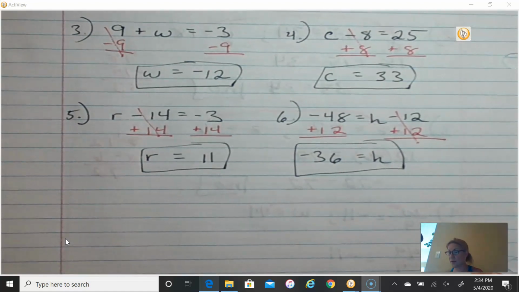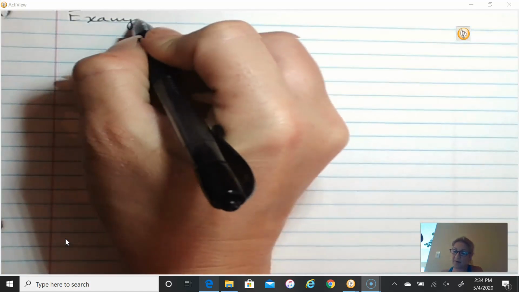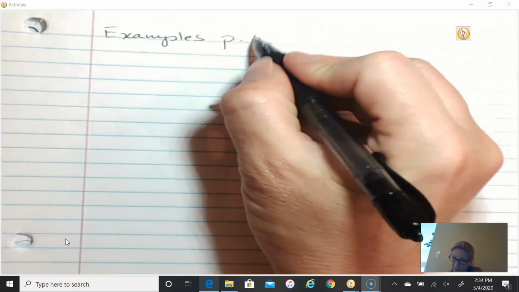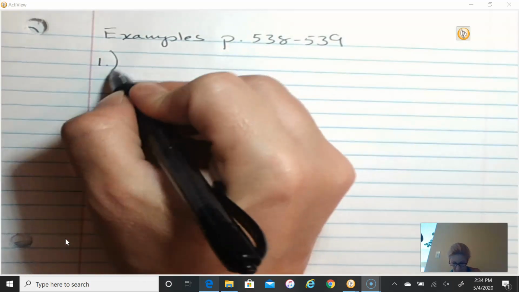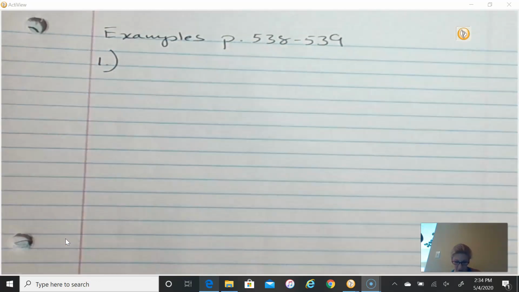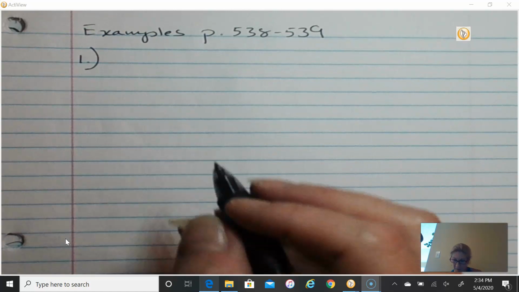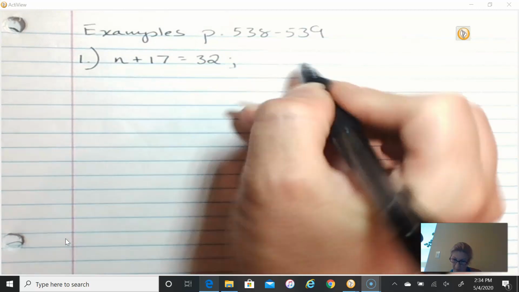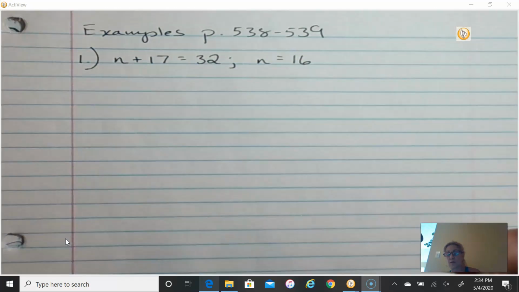Okay, let's do some examples. I'm just going to do a couple and then I'm setting you free. So we're going to do examples on page 538 to 539. Let's look at number 1. Now the directions say determine whether the value is a solution to the equation. Okay, that's that stuff we did at the beginning. So it's n plus 17 equals 32. N equals 16. So they want to know, is 16 a solution to this equation?